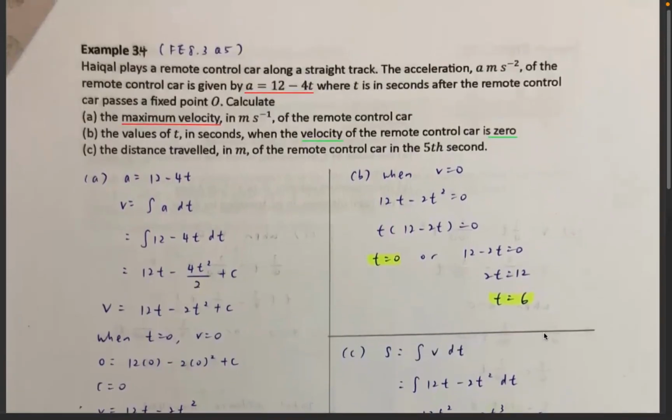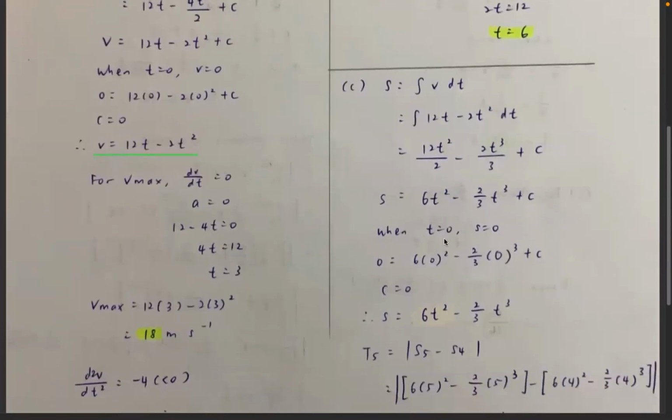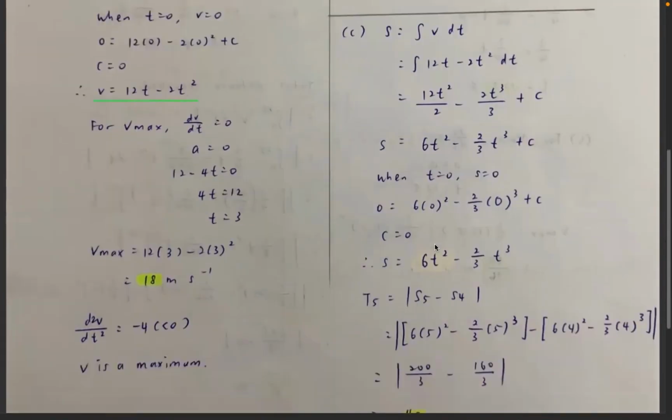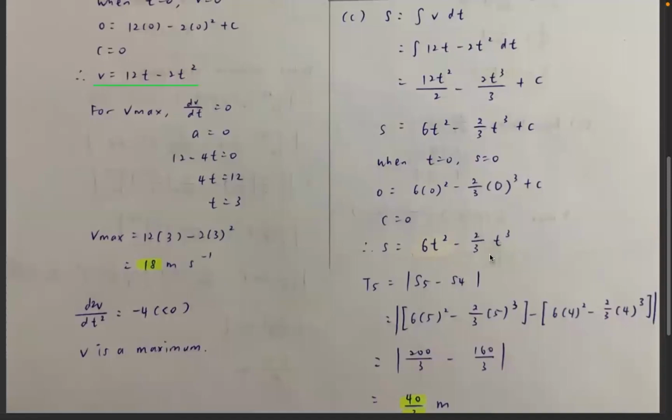Then let's check the question. Haikal placed a remote control car along a straight track, and this remote control car passes a fixed point O from the start. That means when t equals 0, s equals 0. So I substitute t as 0 and I get c equals 0. So this is the displacement function, 6t squared minus 2/3 t to the power of 3.